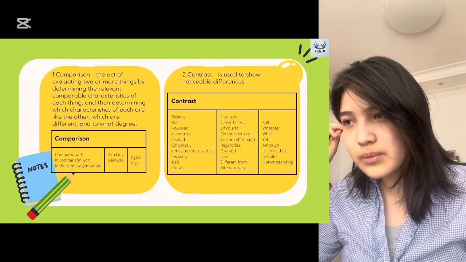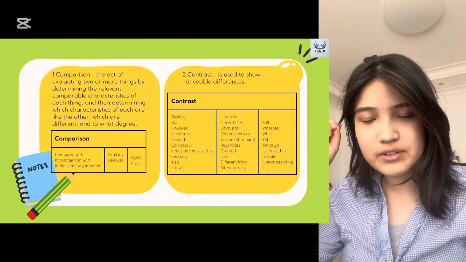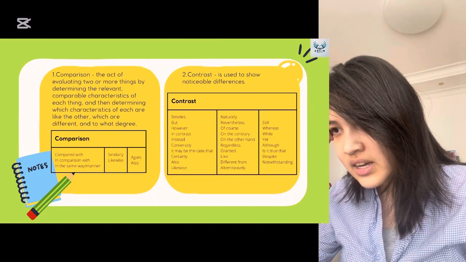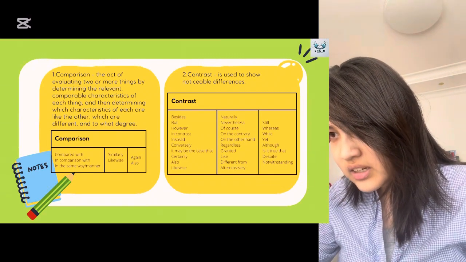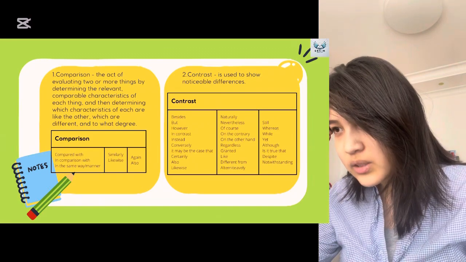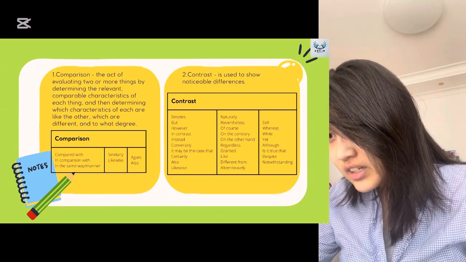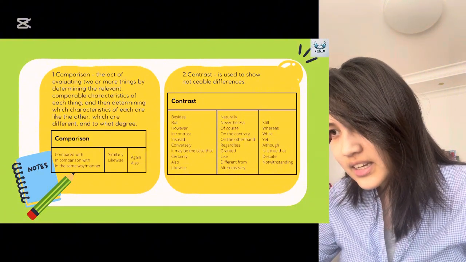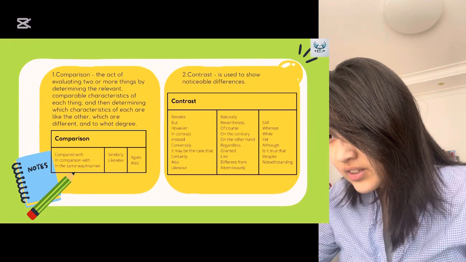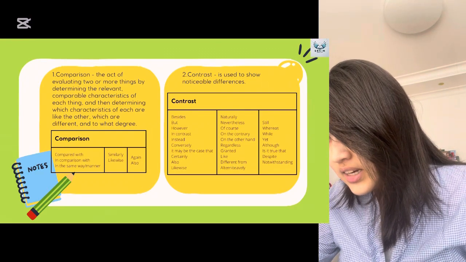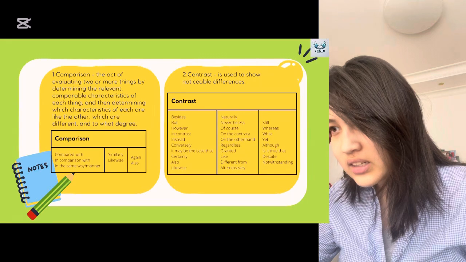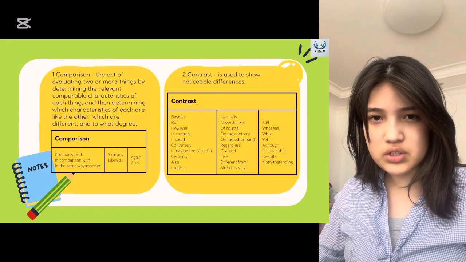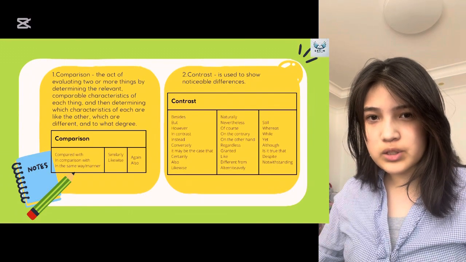They're used to show noticeable differences, and the phrases that we can use to make contrasts are besides, but, however, and contrast. Instead, conversely, it may be the case that certainly, also, likewise, naturally, nevertheless, of course, on the contrary, on the other hand, regardless, granted, like, different from, alternatively, still, whereas, while, yet, although, is it true that, despite, notwithstanding.